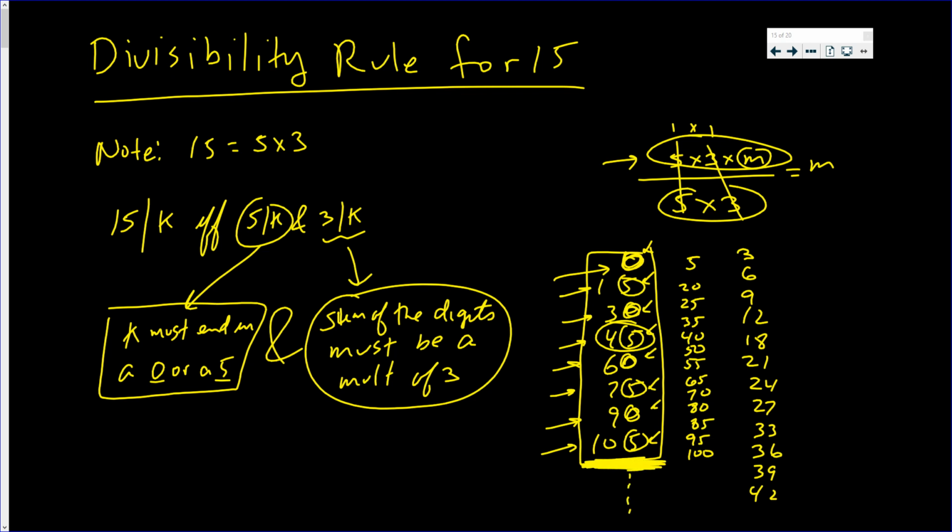Well, the list goes on. These are all the numbers that are multiples of 5 and multiples of 3. Every one of these numbers, 15 is a multiple of 5 and it's a multiple of 3. 75 is a multiple of 5 and it's a multiple of 3.